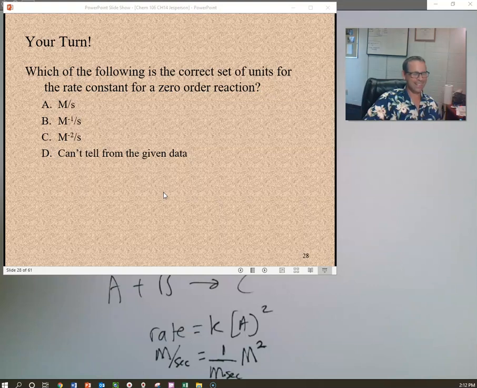Okay. Well, how would we have to move the molars? Yeah. How would we get rid of the molars? Let's see. Camille, do you have any ideas?